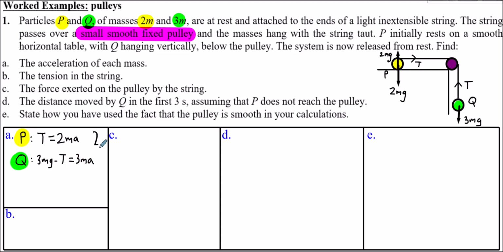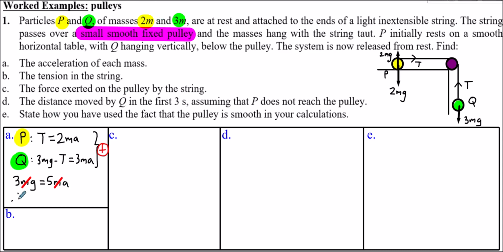Well, we can solve them simultaneously by adding them together. If we do this, on the left-hand side we've got a T at the top, minus T on the bottom, so when we add, the T and the minus T will cancel. We'll be left with just 3mg on the left-hand side. So 3mg will equal what we get when we add up the right-hand side: 2ma plus 3ma gives us 5ma. Hopefully you notice we can divide through by m on both sides, so actually this acceleration is independent of the mass.